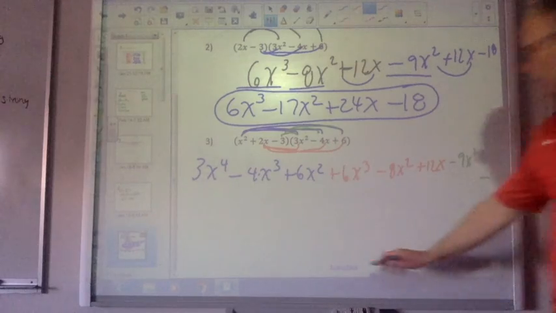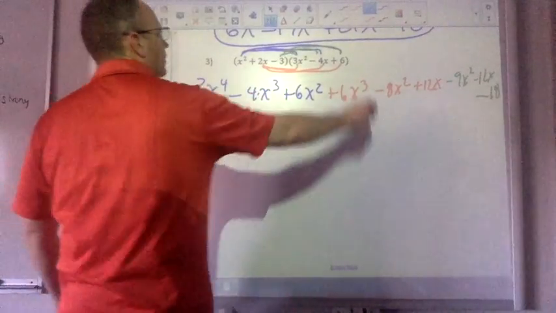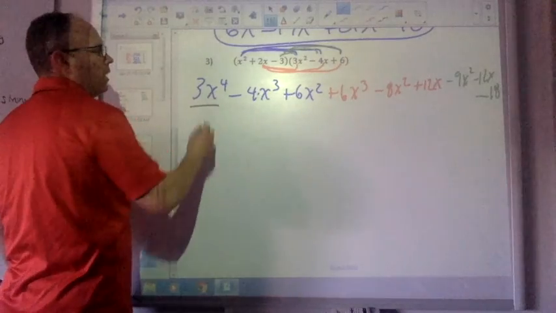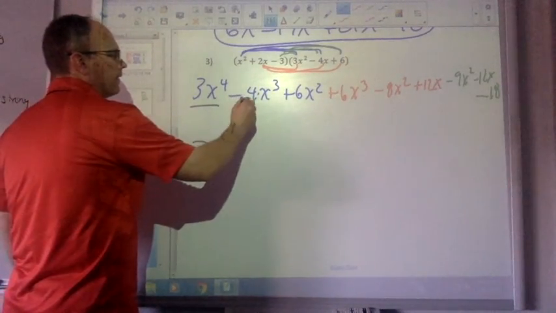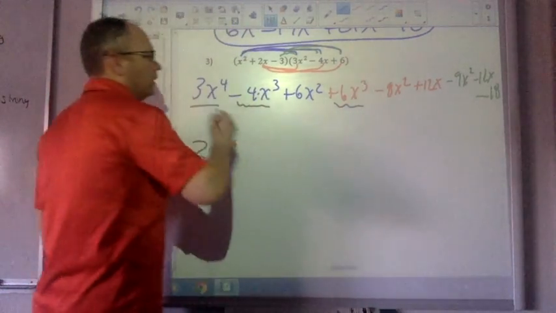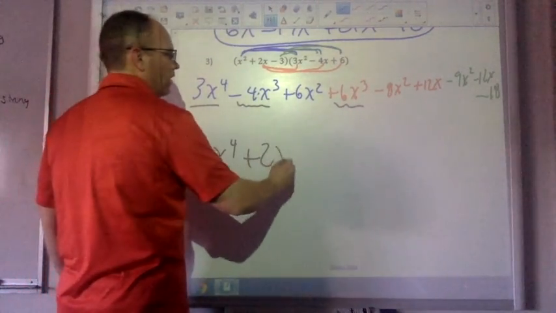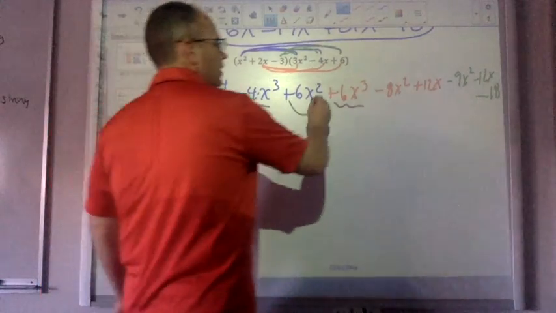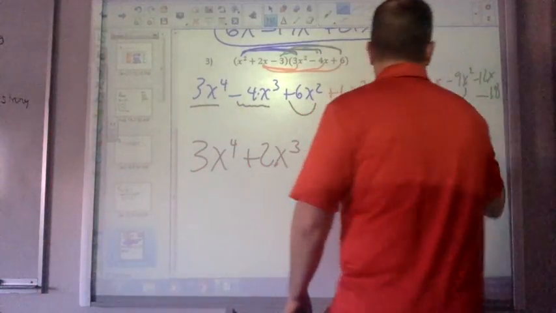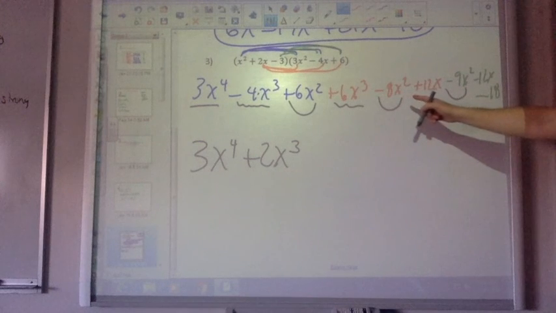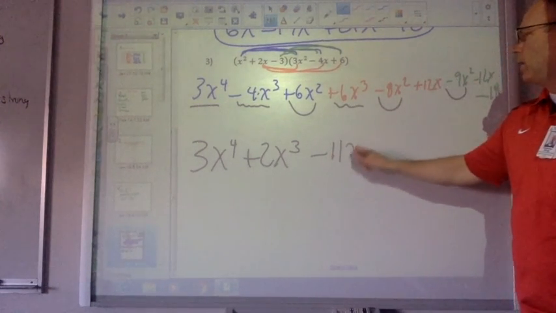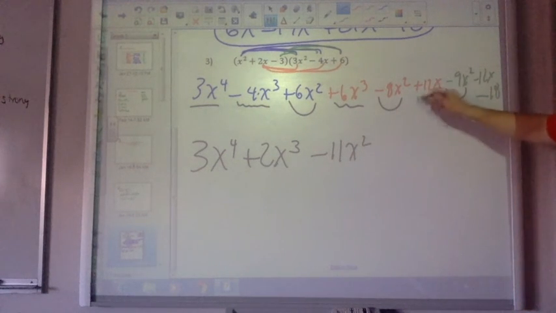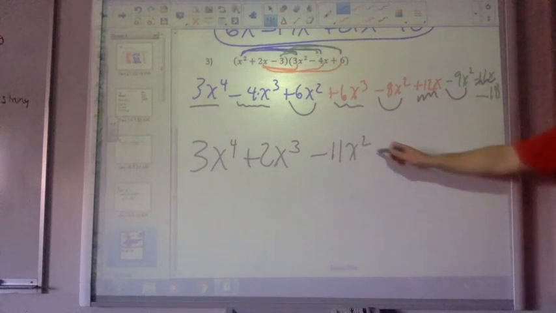Now we need to combine like terms. Okay, so nothing else is raised to the 4th, so 3x to the 4th. To the 3rd and to the 3rd, we'll combine those, so plus 2x to the 3rd. Second, we have a few of them. 6 minus 8 is negative 2. Negative 2 minus 9 is negative 11x squared. That and that, they cancel each other out, right? So then I'm left with a minus 18.